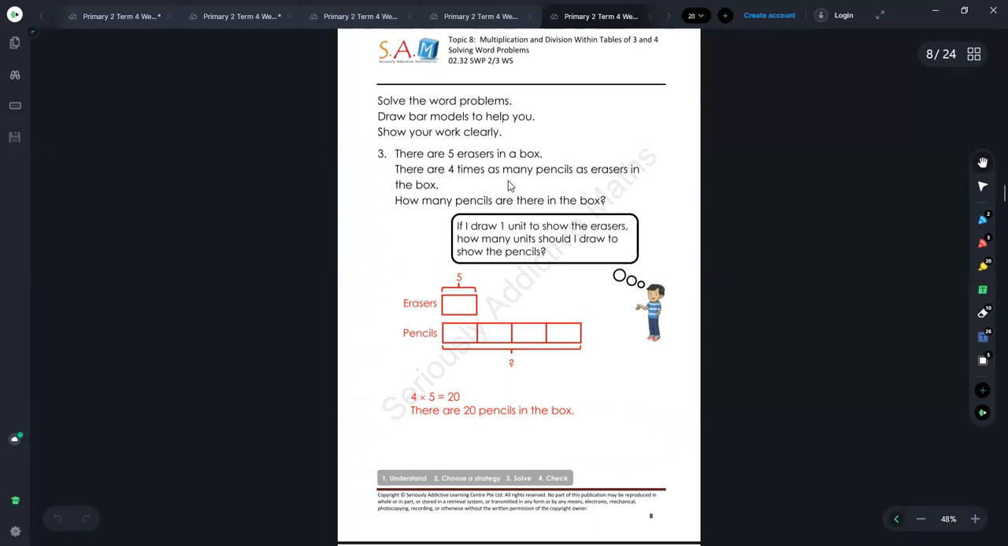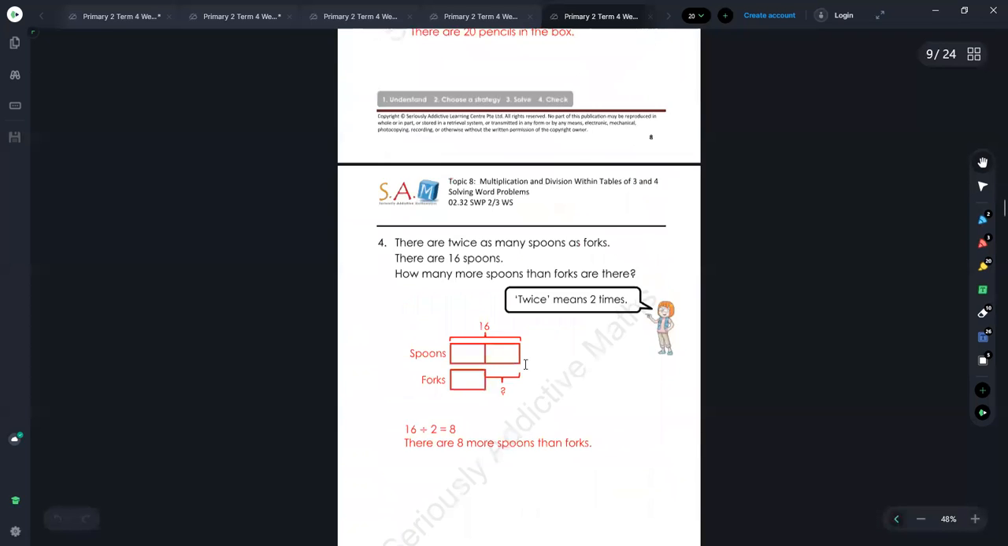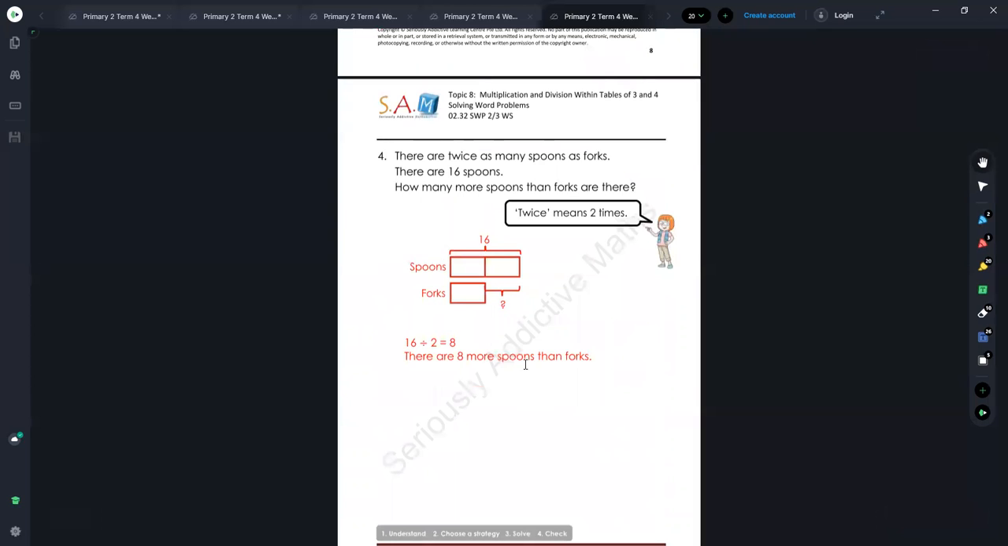And then it says here 4 times as many pencils. So 4 times, they have to draw 4 times of the box. So 4 boxes or 4 rectangles, or 4 groups, if you have been using this as a language for them. Okay, and then the question here is how many pencils are there in the box? So they need to draw and label this, the question mark, and so on. This is something they can do.